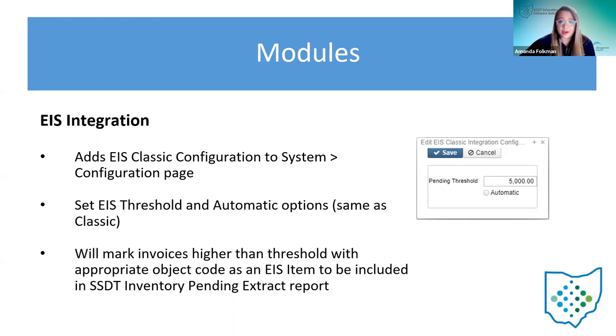Depending on the object code and the amount, there's a little checkbox when you're invoicing that will mark this for the EIS system, so that when the inventory pending extract report is created, it's going to be able to include the items that are relevant.